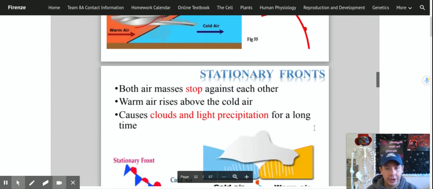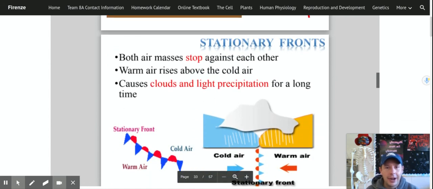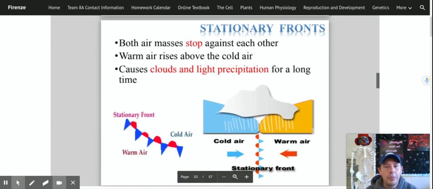Then we get stationary fronts. All right, here comes the fight between warm air and cold air. What happens with the stationary front is both air masses stop against each other. Neither one of them wants to budge. They want to be there at the same time. This is going to cause clouds and a light precipitation for a long time. This is when you'll get rain for a couple, 2 or 3 days in a row, even maybe. Because the warm air eventually is going to rise above the cold air, causing it to rain.